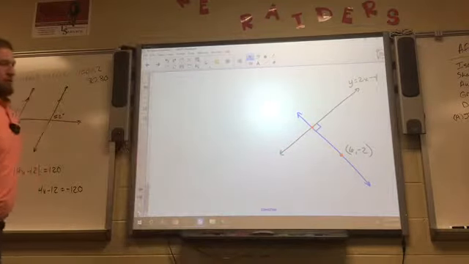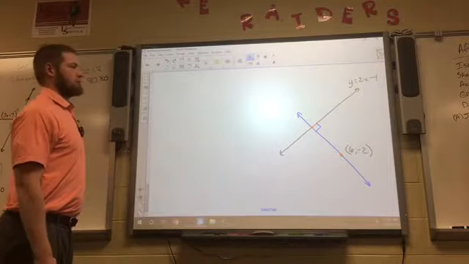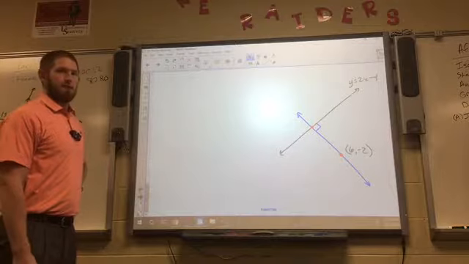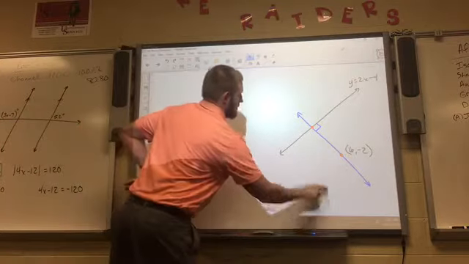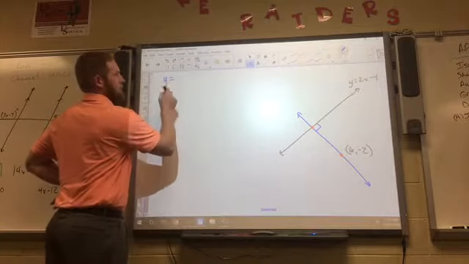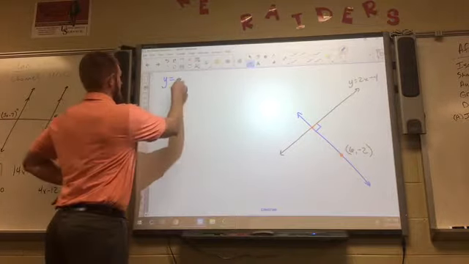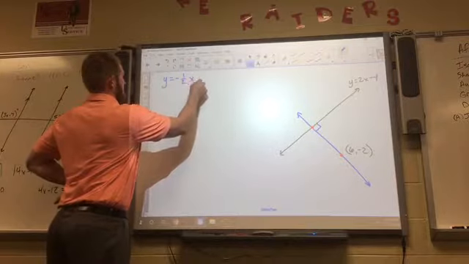Okay. What do I need to know before I can come up with that point? What's our next step, William? I need slope intercept form for the blue line. Okay, I need the equation of that line. I know that that line is perpendicular to y equals 2x minus 4, so the new slope is going to be negative 1/2. Y equals negative 1/2 x plus b.